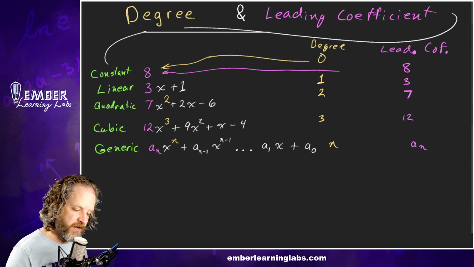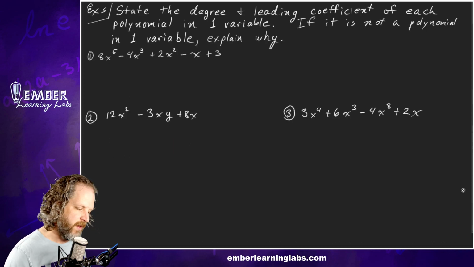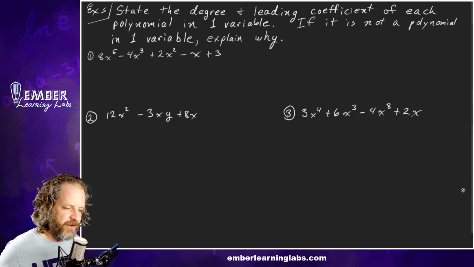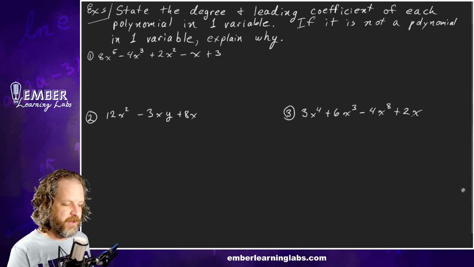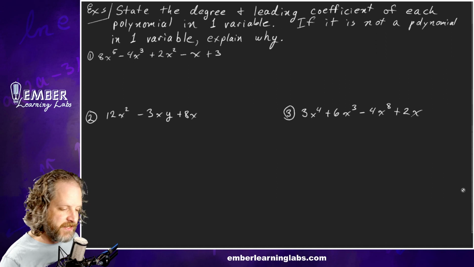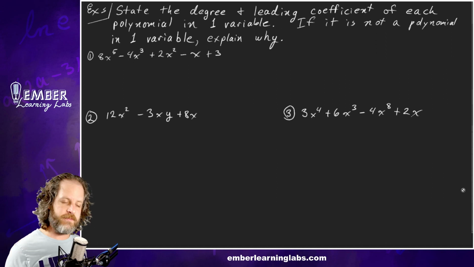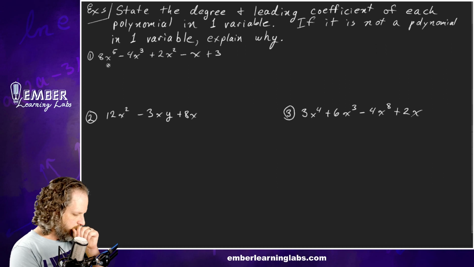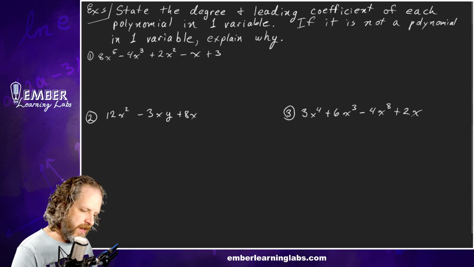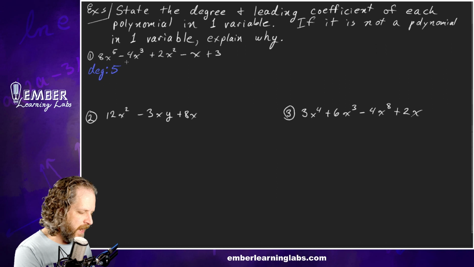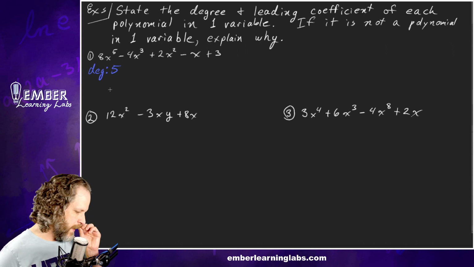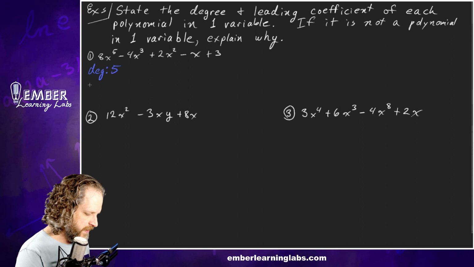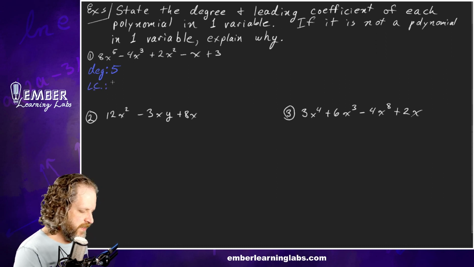So let's take a look at some examples real quick. We're going to state the degree and leading coefficient of each of these polynomials in one variable. If it's not a polynomial in one variable, we're going to explain why. So this one right here, what is his degree? His degree is 5, because 5 is the highest exponent. What is his leading coefficient? His leading coefficient is an 8.